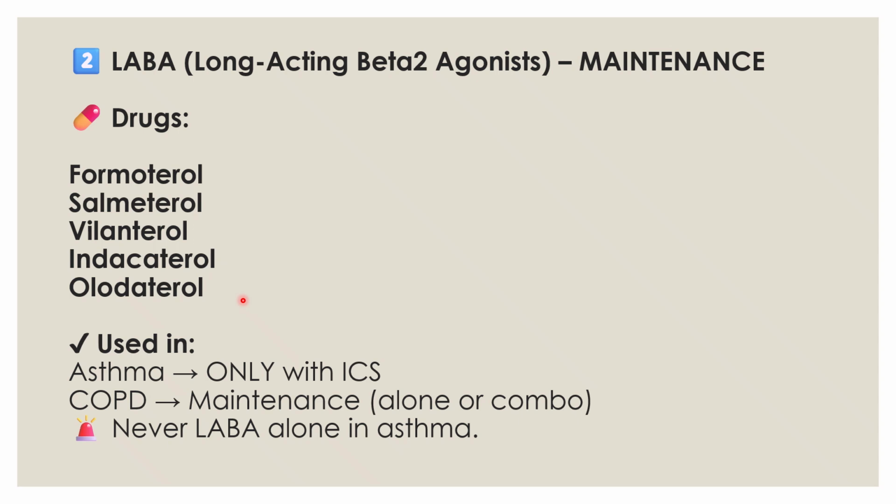It is used in asthma only with ICS, that is inhaled corticosteroids. So LABA is used in asthma, but in combination with ICS. In COPD, it is used for maintenance. It can be used alone or in combo.